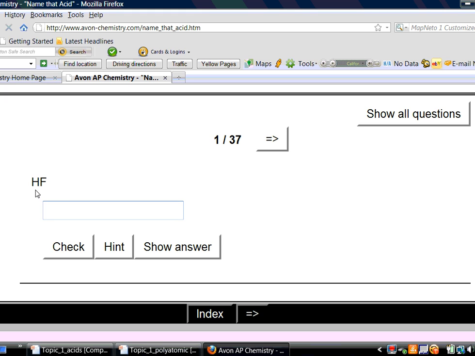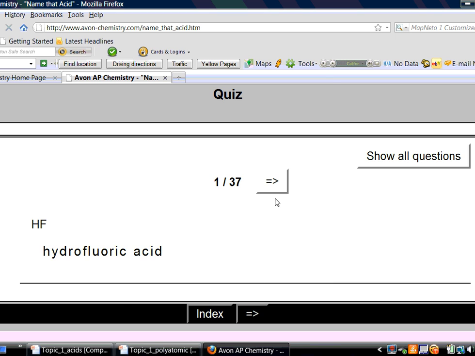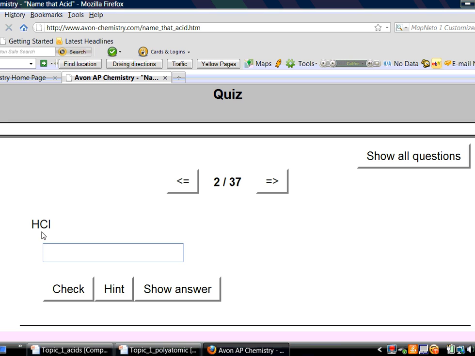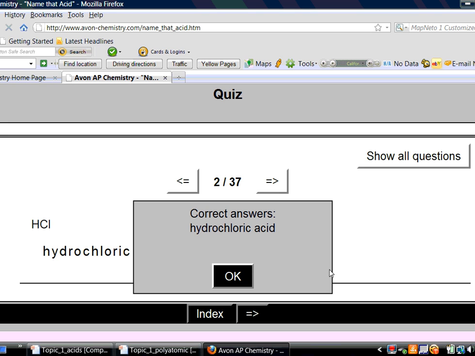HF again was one of our examples. We have no oxygen in this, so you better show a hydro or write hydro in this. Fluorine, drop the INE and put IC, so we should have hydrofluoric acid. And that's what we have on there. Okay, let's look at the next example. HCl, probably one of the most common acids that you could be aware of or familiar with. Again, we have chlorine, so drop the INE and add IC, and you have hydro, because there's no oxygen, hydrochloric acid.